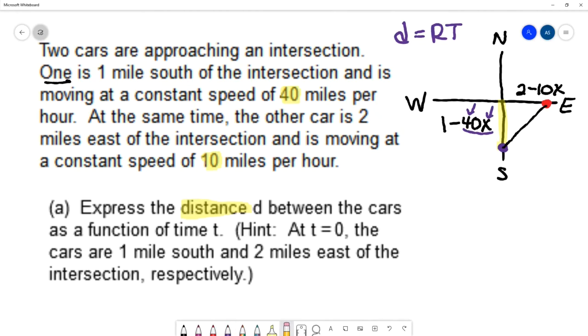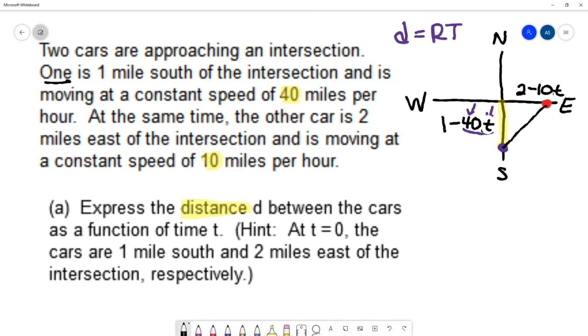So I guess I should be using t instead of x. So this should be t and this should be t. So 1 minus 40t and 2 minus 10t.